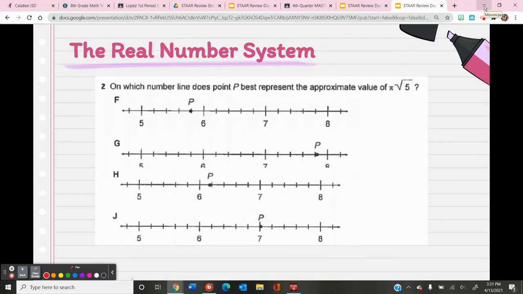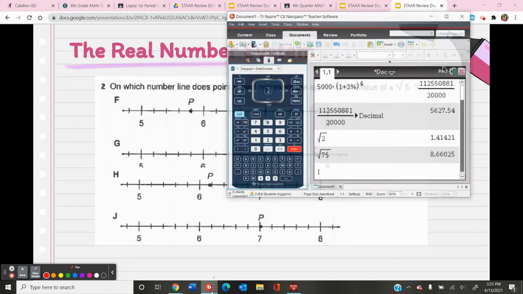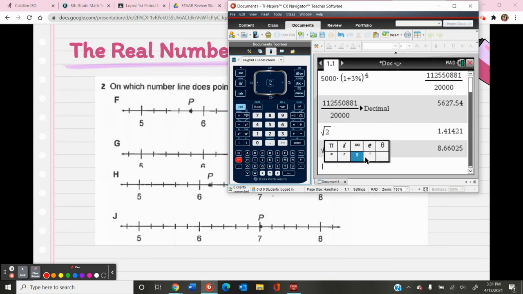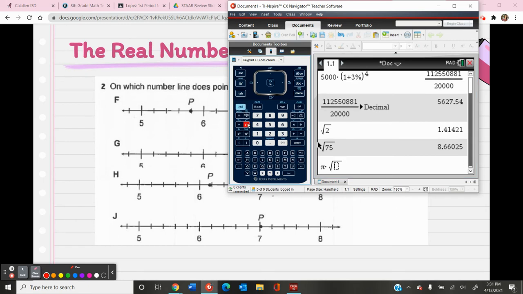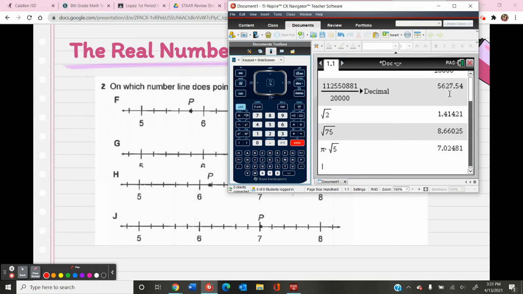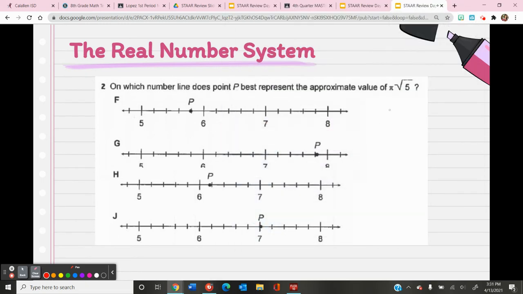So for number 2, it says, on which number line does point P represent the approximate value of pi times the square root of 5? So going to our calculator, we're going to type in pi times the square root of 5. We get 7.02. So pi times the square root of 5 is 7.02.